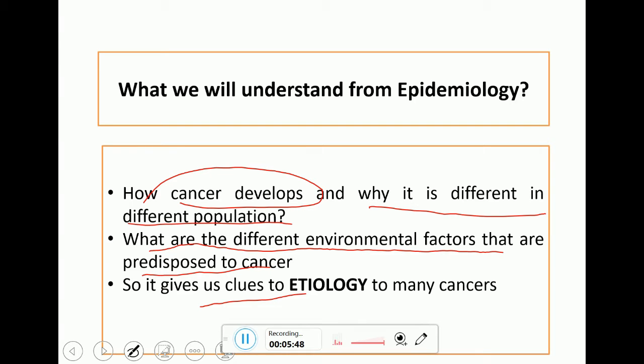What does etiology mean? Etiology is the study of causation or origination. Basically, how cancer is getting developed or originating, and what are the other factors which help in the development of those cancers.